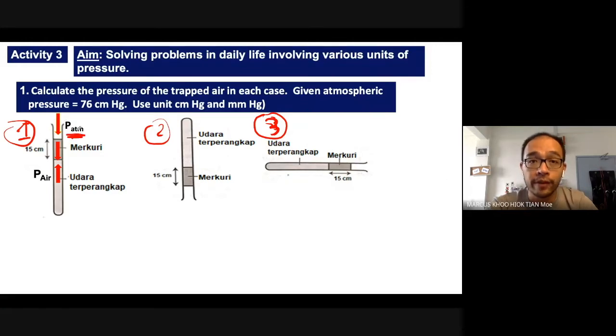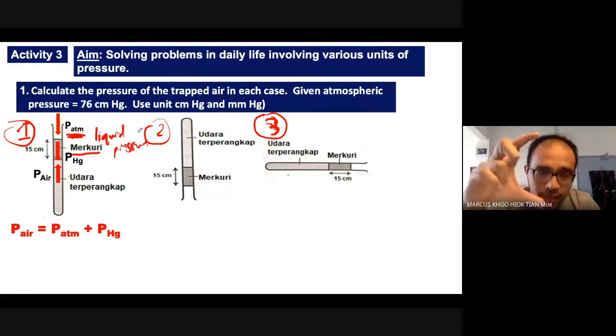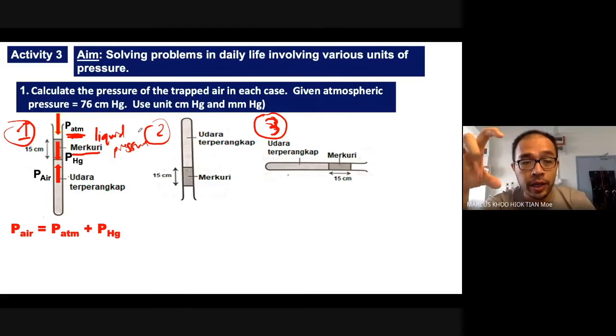there's going to be this atmospheric pressure. So in this case, we say that the air pressure is equals to the atmospheric pressure plus the pressure because of the mercury. This is liquid pressure, people. Okay, this is liquid pressure. Sebab the 15 centimeters puts on the pressure on the liquid. The 15 centimeters of mercury, mengenakan tekanan. Okay, so the arrows actually help us to determine how to form the equation.